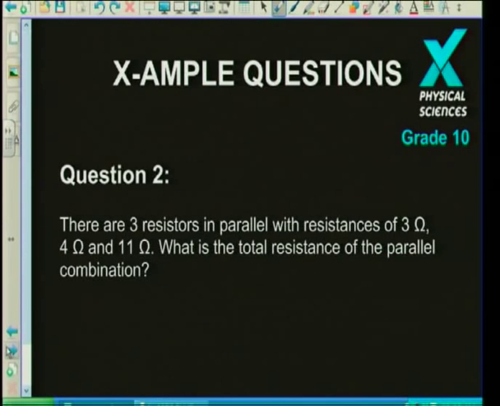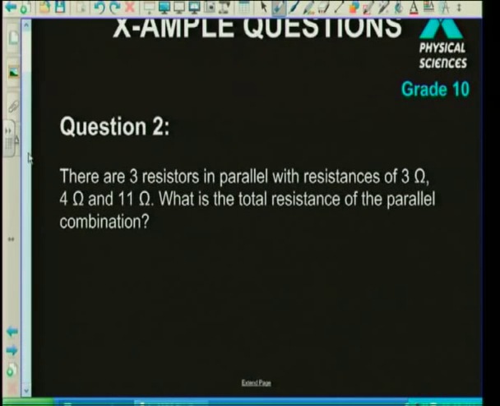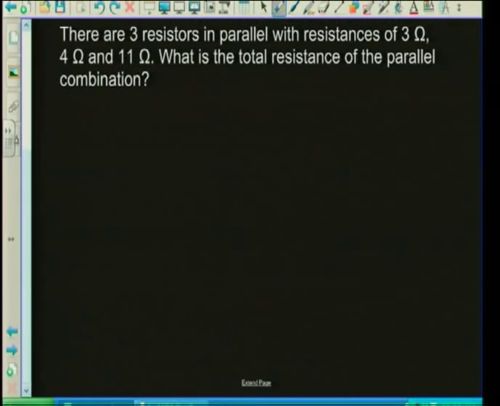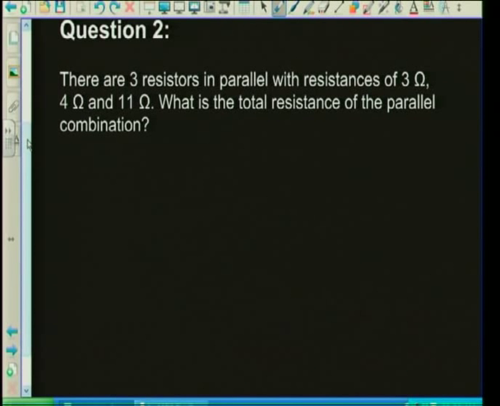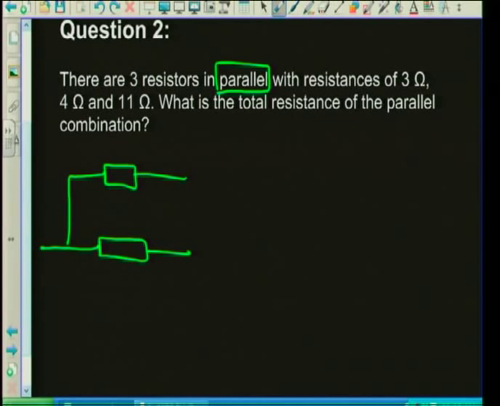Brilliant. Now let's get on to the fun stuff, the calculations. Question 2. Says to us that we have, let's just make that a little bit so we've got it all in one place, 3 resistors in parallel with a resistance of 3 ohms, 4 ohms, 11 ohms. What is the total resistance of the parallel combination? What does that mean? Let's draw a quick diagram. 3 resistors.